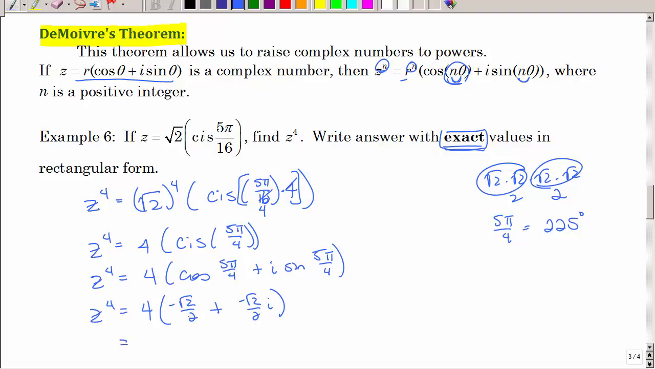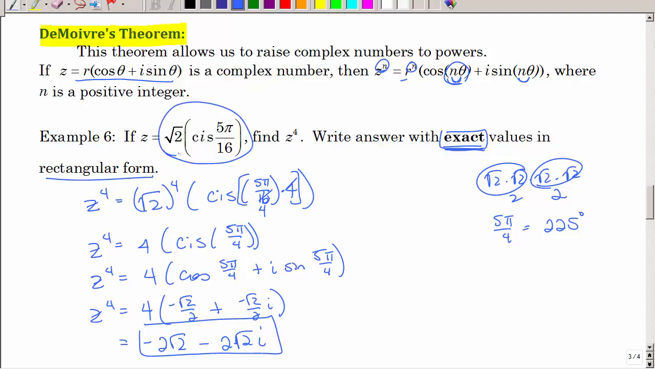So distributing the 4, reducing, I'm going to get negative 2 square root of 2 minus 2 square root of 2 i. So I've written my answer in exact values and in rectangular form. I've used this theorem to take a polar number and raise it to the fourth power.